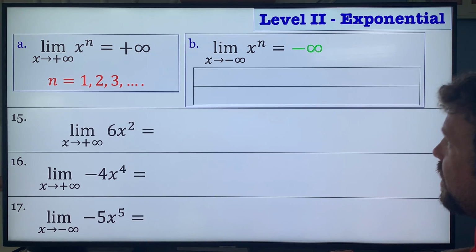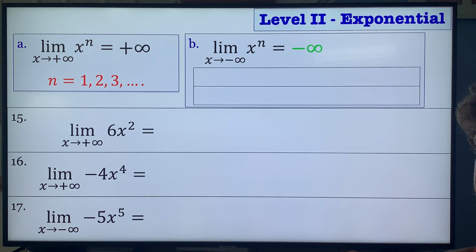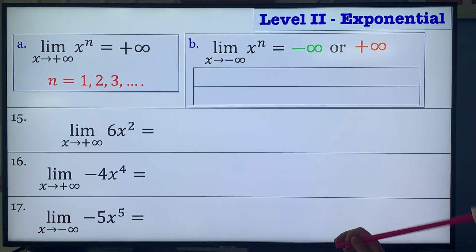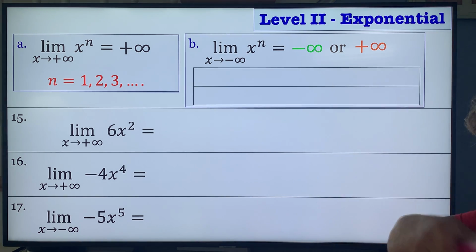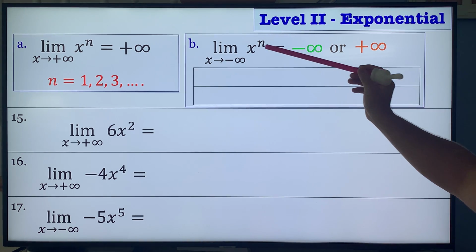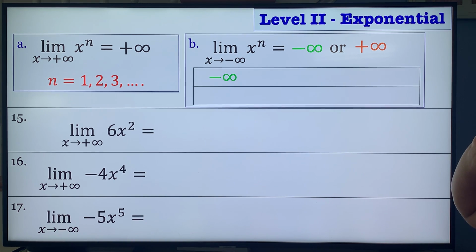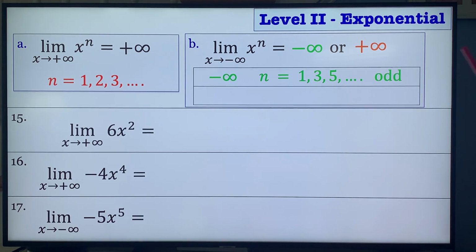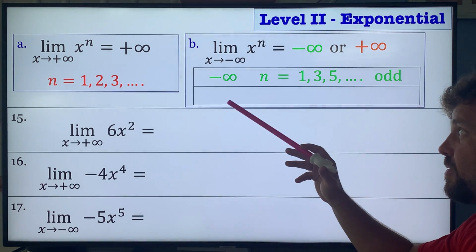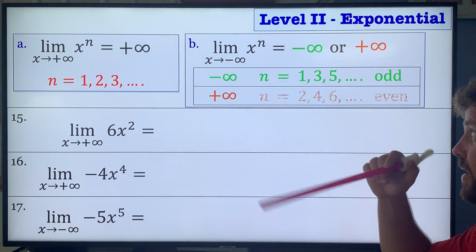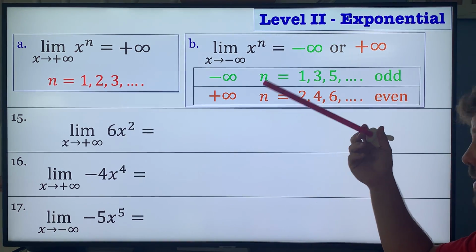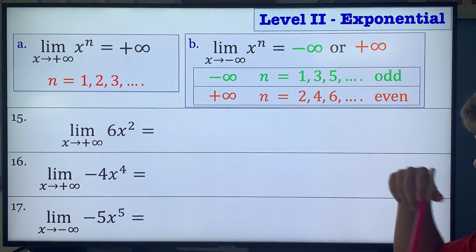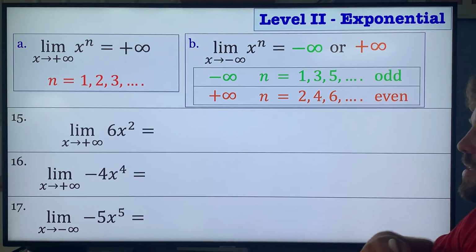Alright. Negative infinity to any power is negative infinity or positive infinity. Why would I say or? Anyone? Good. Because negative infinity to an odd power, 1, 3, 5, 7, 9, and so on, is negative infinity. Negative infinity to an even power, 2, 4, 6, 8, 10, and so on, is always going to be positive infinity. Because a negative times a negative is a positive. All right, 15 through 17, go.